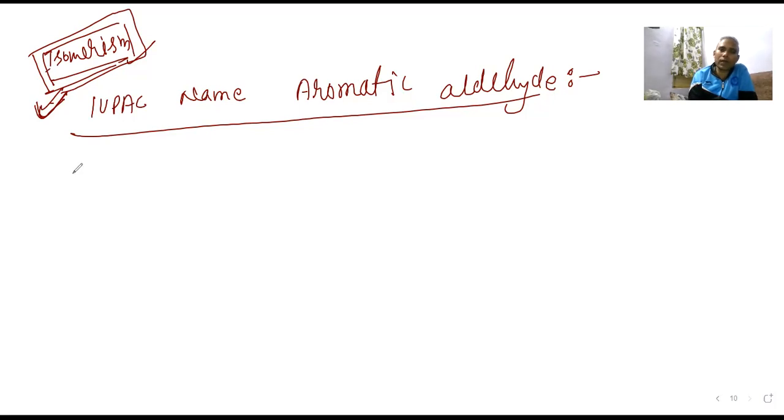So if you are going for the aldehyde, which one is the first member? Here, this is CHO.